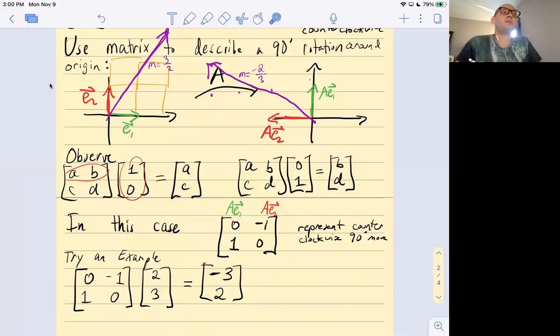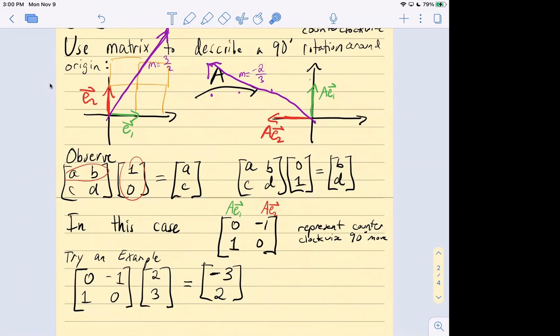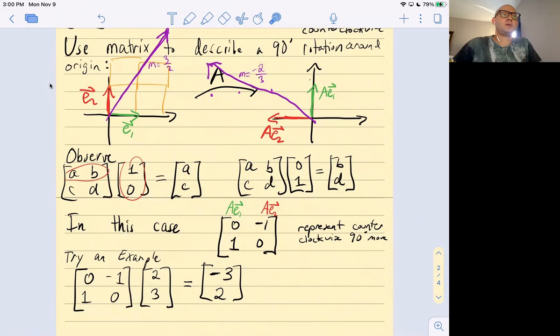If you wanted to represent the transformation of rotating something 90 degrees counterclockwise. Is that what you were going for? Yeah, I was just trying to clear that up.